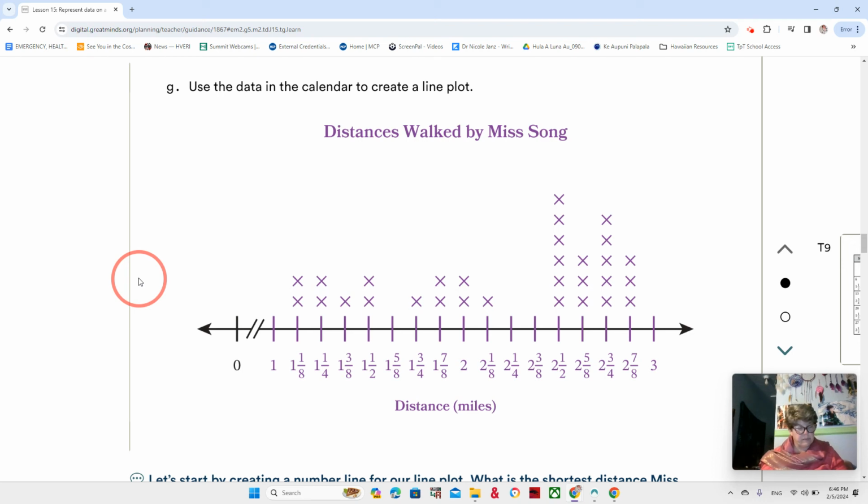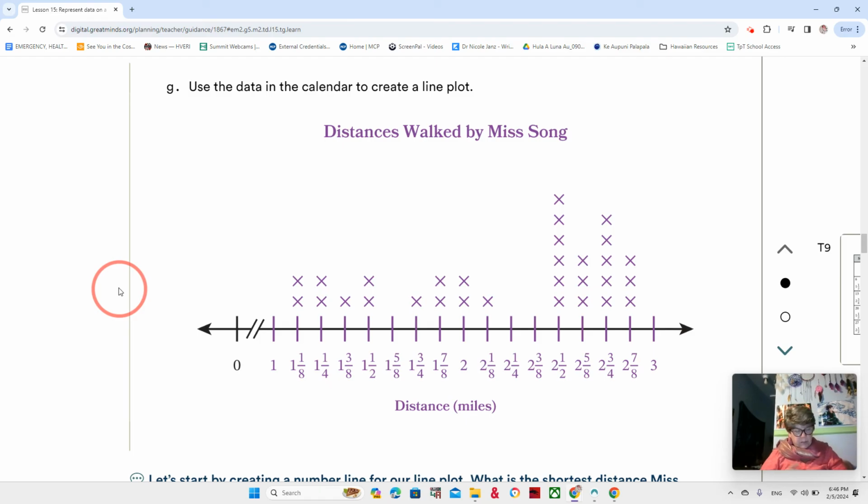Then we have some questions. So in your book, 1H, what is the most frequent distance Miss Song walked? So most frequent means the one that you see most often in your data set. So it doesn't always have to be a line plot, it could be a different kind of data set. But in this line plot, which distance did she walk most often? And you might say right here, 2.5 miles. So please record that for H.